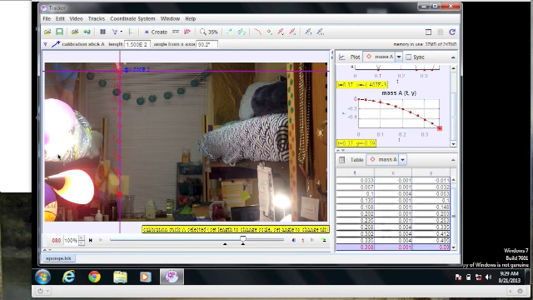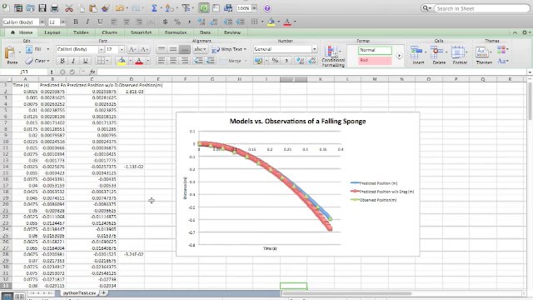Let's see how well these models matched my observed results. In this Excel spreadsheet of the results, the red line is the model without air resistance, the blue line is the model with air resistance included, and the green triangles are the points of my observations in Tracker. For the most part, the observed points and the model without air resistance match up until the end, when the model starts to fall at a steeper rate. A model where air resistance is counted in matches quite consistently with my observed results.